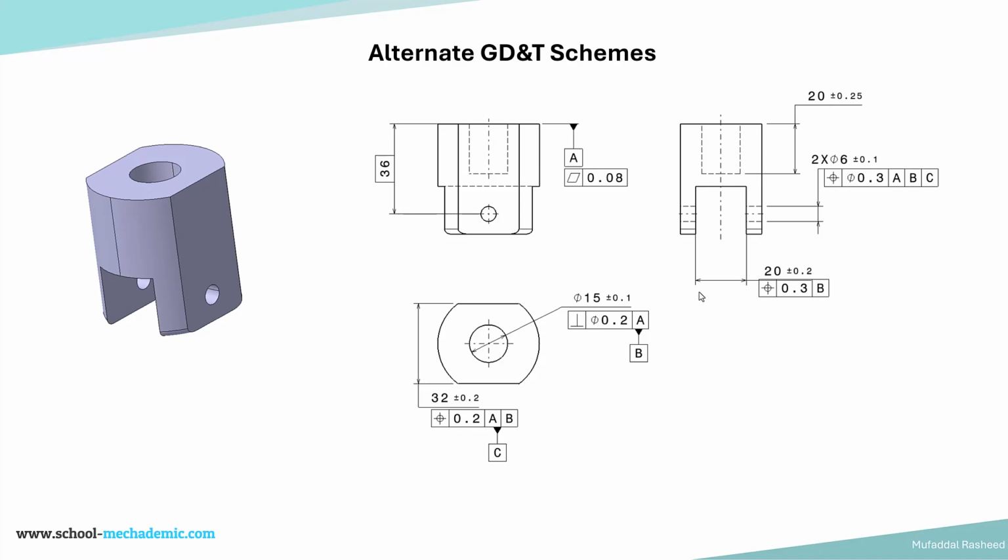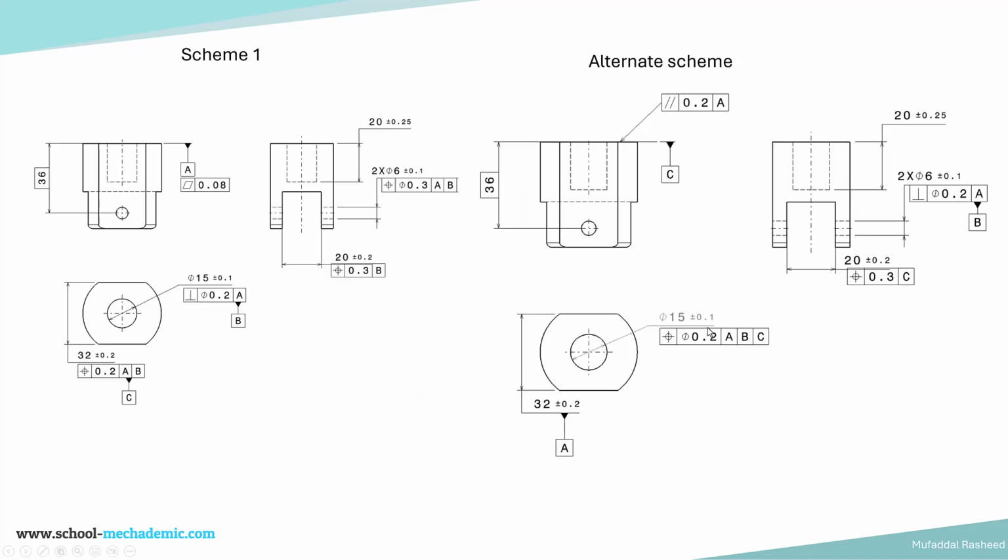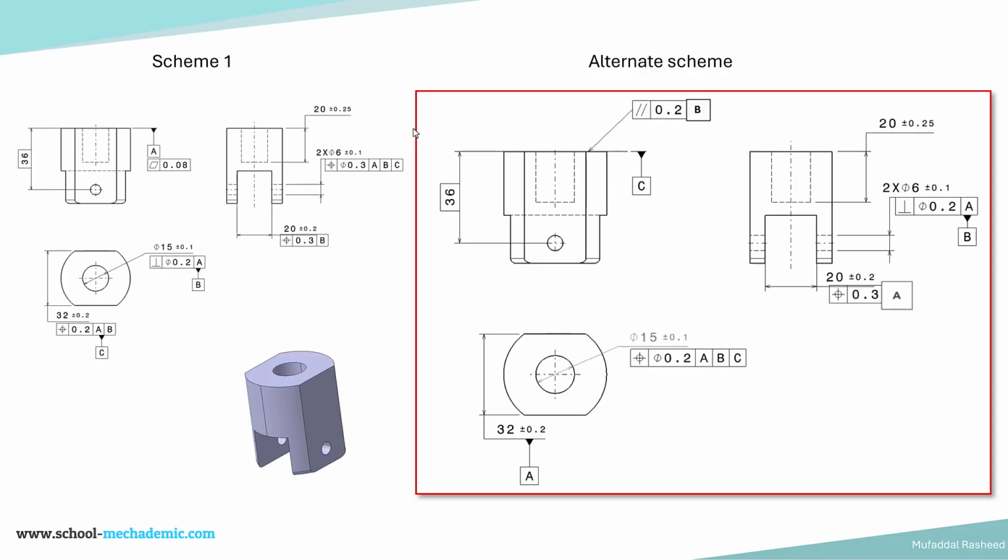Now let us have a look at another GD&T scheme. Here is scheme 1, which we have seen, and on the right hand side is an alternative scheme. So let us have a look at that alternative scheme and understand the differences. So the part remains the same. Only thing is the way in which GD&T has been applied has changed. So let us see what has changed.